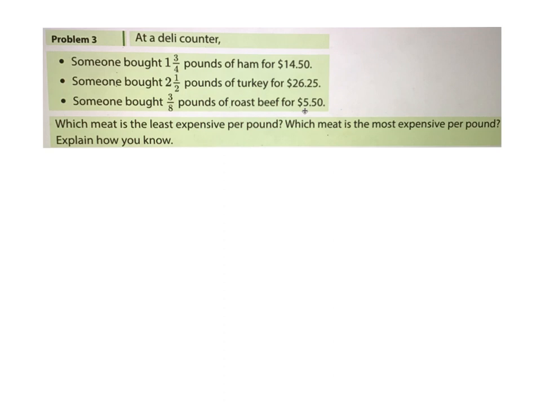All right, guys, for this question, they give us the information. They tell us how many pounds are bought of ham, how many pounds are bought of turkey, and how many pounds are bought of roast beef. They also give you the prices that you pay for each one. They want to know which one is least expensive per pound and which one is most expensive per pound. If you want to know per pound, they literally mean set up a ratio of your cost per pound. To figure that out, you're going to have to find the unit rate of all 3 meats. And then from there, it'll be really straightforward.